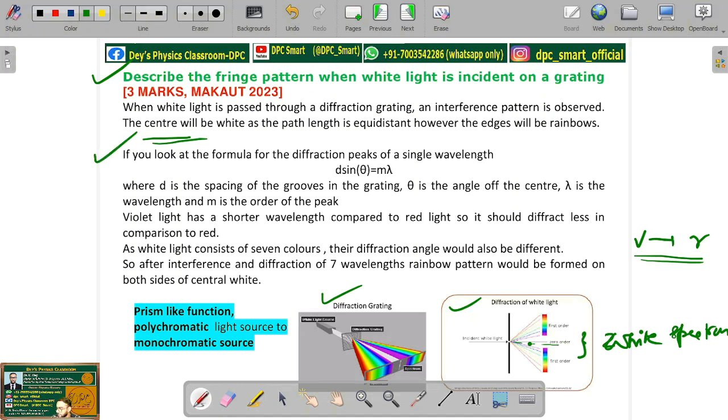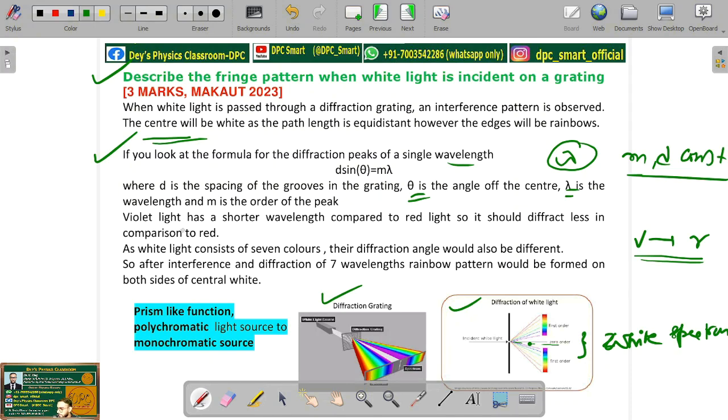Now, if you look at the formula for the diffraction peak, for a particular wavelength lambda, d sin theta equals m lambda. White light consists of violet to red wavelengths. So for different lambdas, theta would be different for the particular order m. d is the distance between corresponding points in the grating. So d is constant. Only theta will change for different lambdas, as order number m and d are constant.